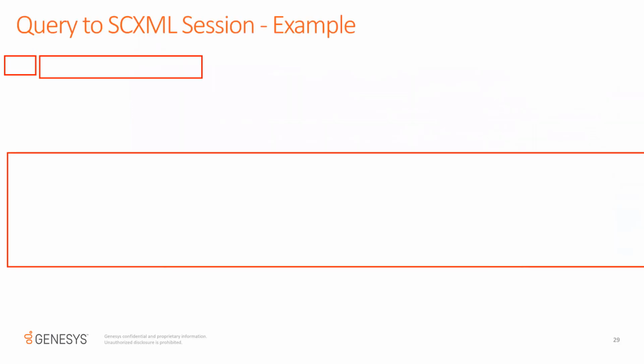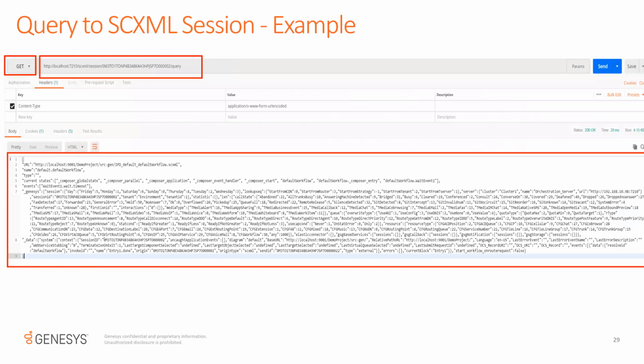As you can see, we send the GET request, and we are directly sending a query to the session ID, and in the response you get the URL, as I mentioned earlier, the name of the workflow which it is executing, your type detail, your current state, what state it is in, and then your Genesys parameters, your data parameters.